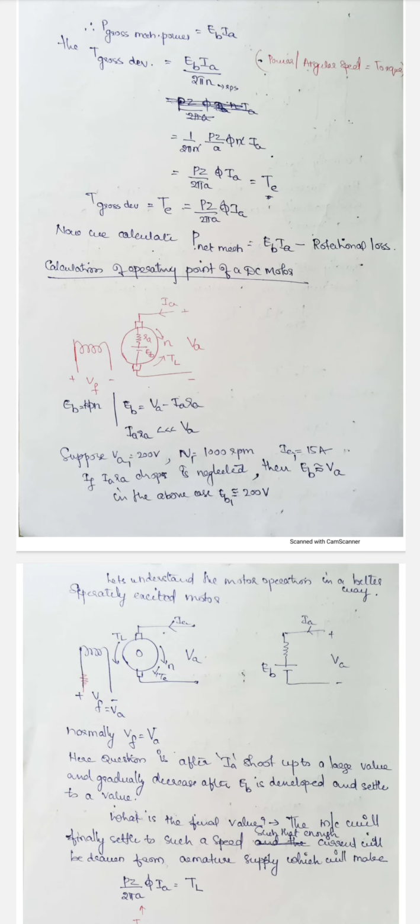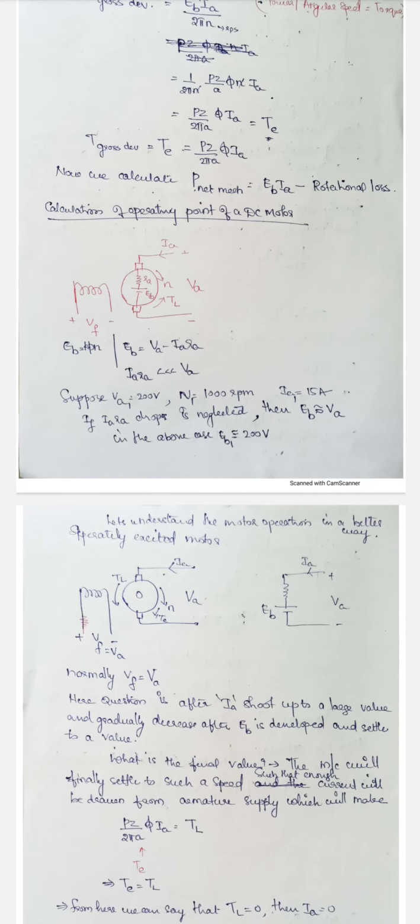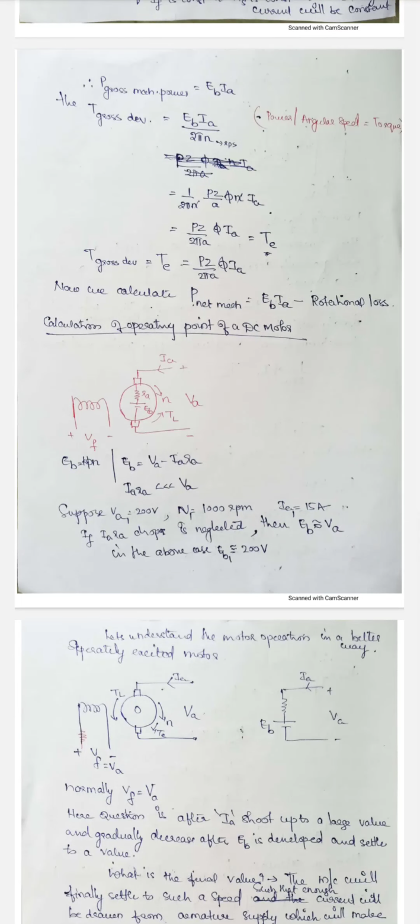Suppose there is a DC motor with an armature applied voltage initially of 200 volt. So VA1 is 200 volt. It is running with a speed of 1000 RPM, and it has an initial armature current of 15 ampere. If IARA is neglected, according to the equation EB equals VA minus IARA, EB is approximately equal to VA, because IARA is neglected. In the above case, EB1 is 200 volt, because whatever is VA1, that is EB1. Simple.